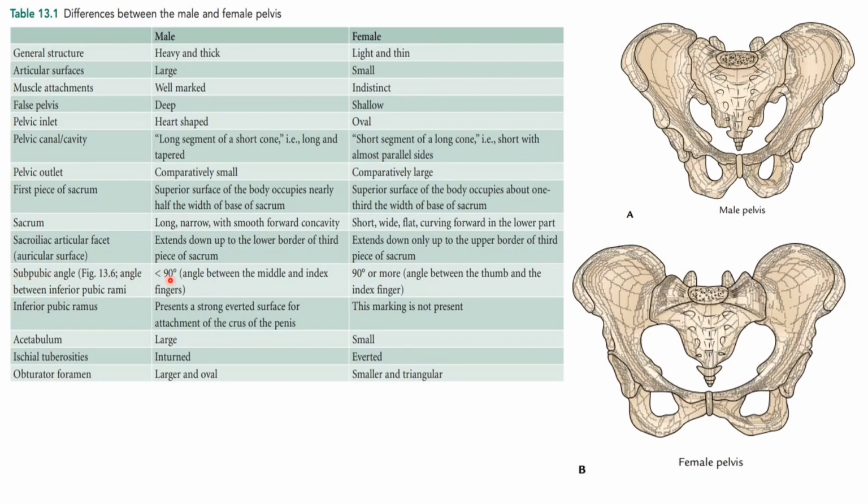Subpubic angle: it is less than 90 degree in case of male, whereas in female it is 90 or more. Inferior pubic ramus: in case of male, it presents as a strong everted surface for the attachment of the crus of penis, whereas in case of female this marking is not present. Acetabulum: it is large in case of male, whereas it is small in case of female. Ischial tuberosity: it is inturned or rounded in case of male, whereas it is everted in case of female. Obturator foramen: it is larger and oval in case of male, whereas it is smaller and triangular in case of female.